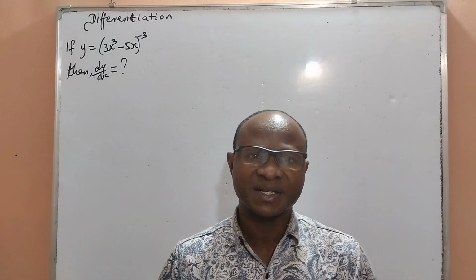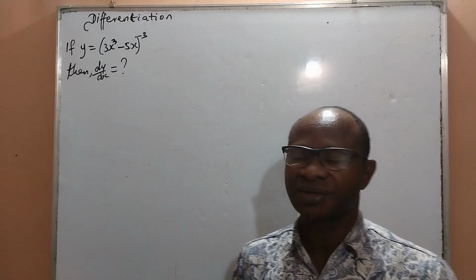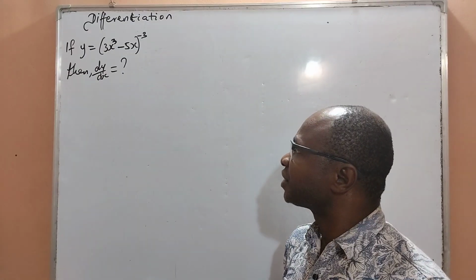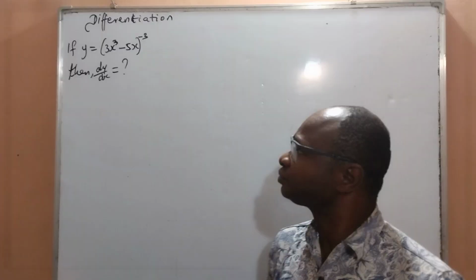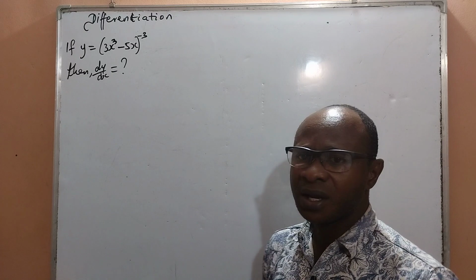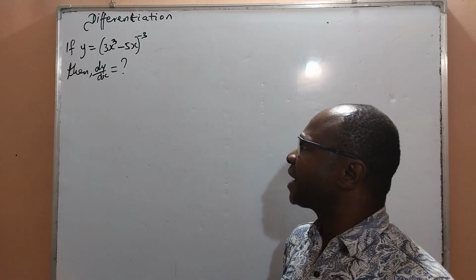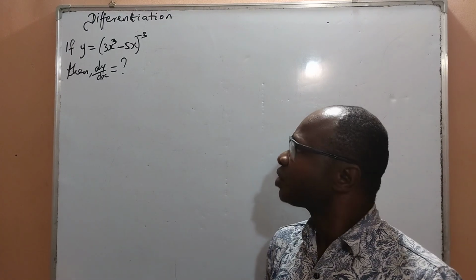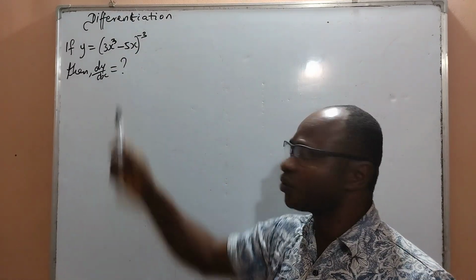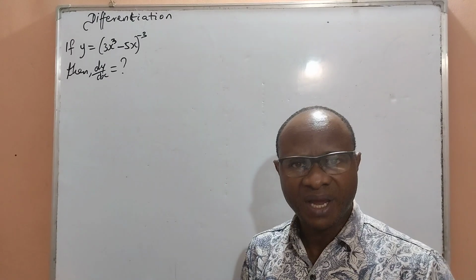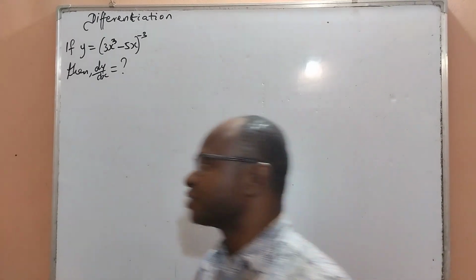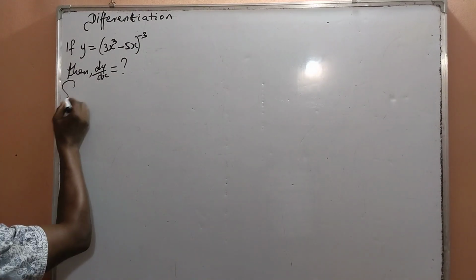In today's math class, we shall be taking differentiation. The question given to us on the board is: if y is equal to (3x^3 - 5x) raised to power minus 3, then we are expected to find dy/dx. We want to find the value of dy/dx. Watch this video to the end, and I believe you are going to learn something. Let's dive in together to the solution of this question.